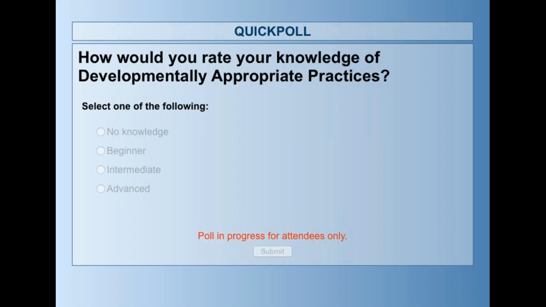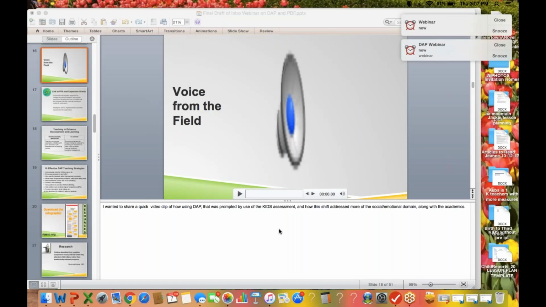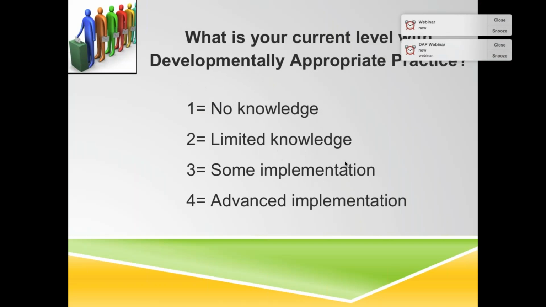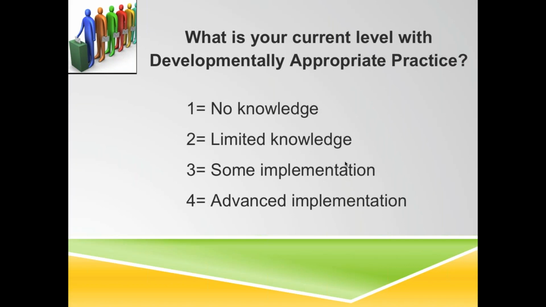So we're at about 90% of people who voted, and hold on here. It looks like only 7% of you have no knowledge about this. 22% see themselves as beginners. 46% are showing some implementation, and 24% feel like we're at advanced implementation. So that's great.